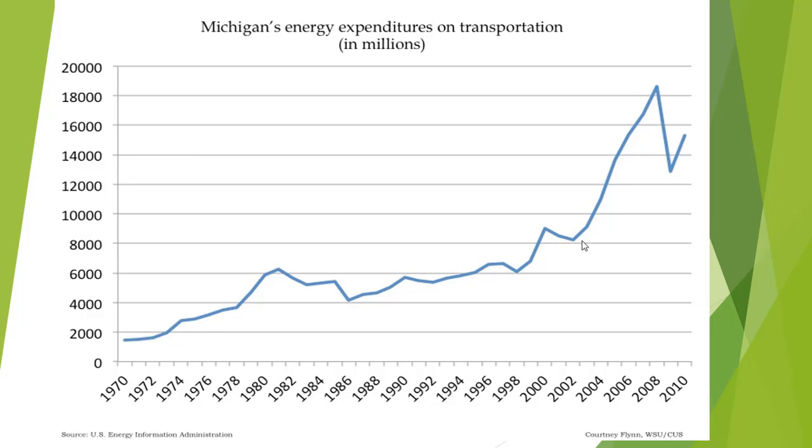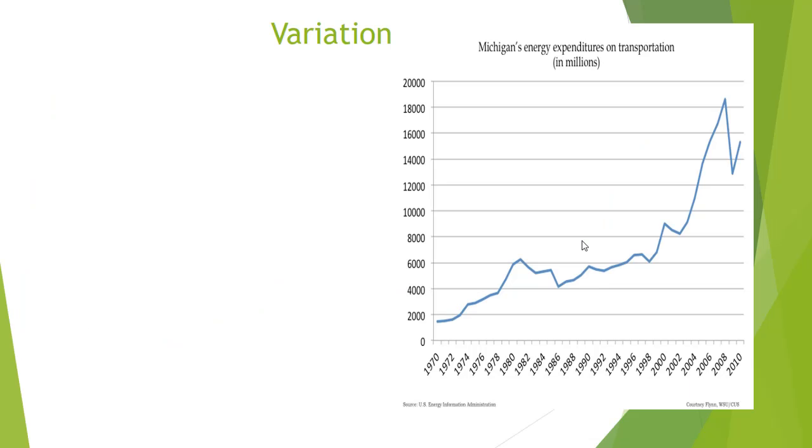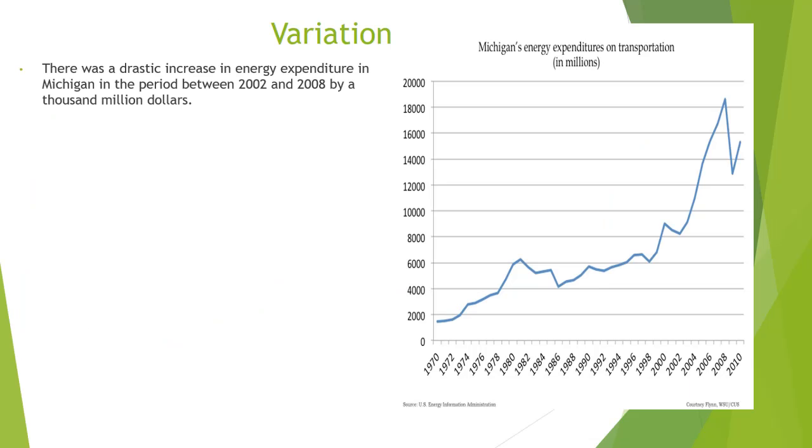Okay, so this is a very nice example. We can extract many sentences from this line graph. Look at the period between 2002 and 2008. We call this a drastic increase, or a dramatic increase, a sharp increase, okay?